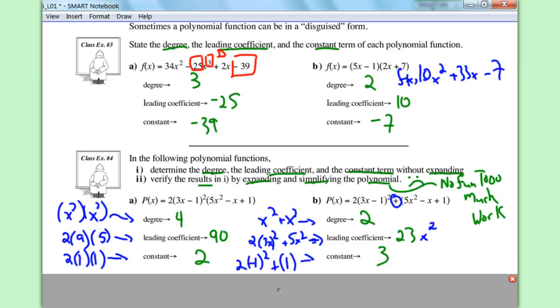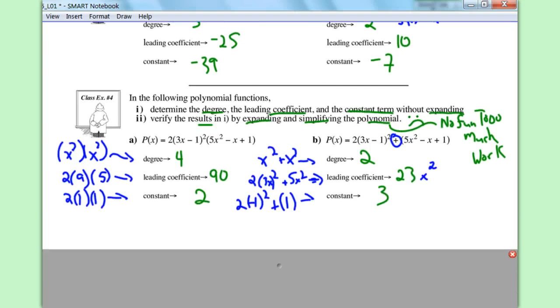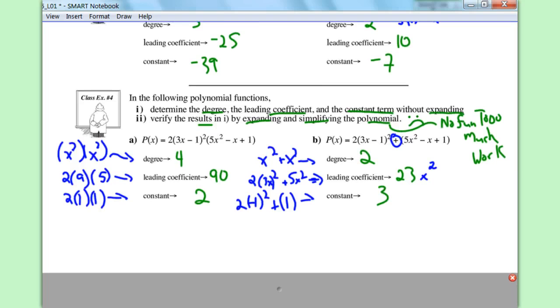And then B, obviously, my highest degree I'm going to have with this is squared, so its degree is 2. The leading coefficient is a 23x squared. That's how many I'll have. I'm going to have 18x squared plus 5 is 23, and my constant term is going to be 3. But don't trust me. Ask about that next day if that didn't make sense.